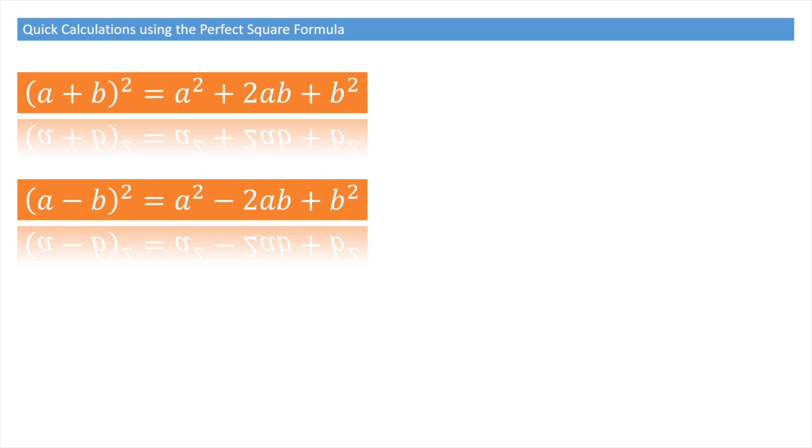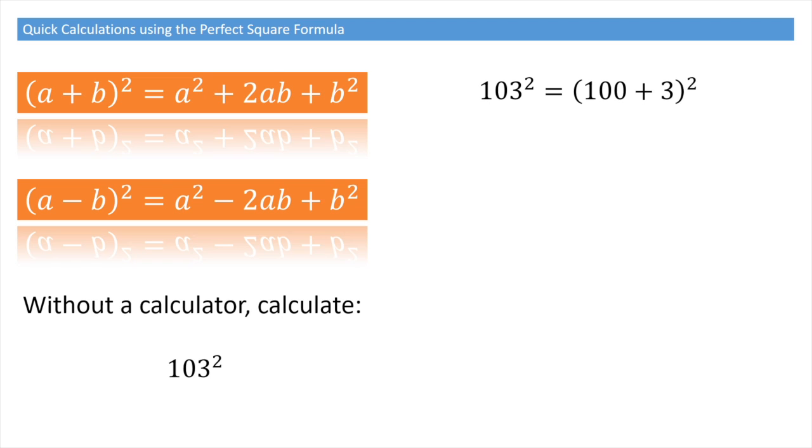Now, what if we were asked, without a calculator, to calculate 103 squared? Well, one way of doing this, of course, would be to use long multiplication. But another way is to think of perfect squares. We can think of 103 squared as (100 + 3)². Once we've done this, we can use our perfect square formula, (a+b)². In doing so, we would write (100 + 3)² = 100² + 2 × 100 × 3 + 3², and we would calculate.